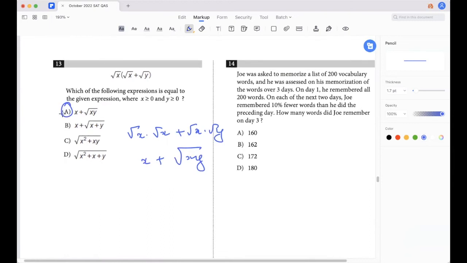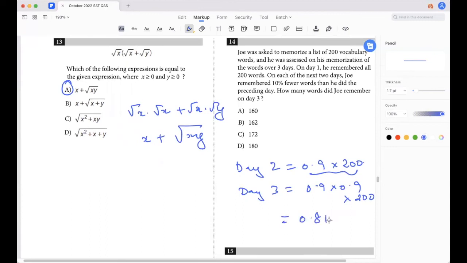Joe was asked to memorize a list of 200 words and he was assessed on his memorization of the words over 3 days. On day 1, he remembered all 200 words. On each of the next 2 days, he remembered 10% fewer words than he did the preceding day. How many words did Joe remember on day 3? Okay, so day 2, he remembered 0.9 times 200. And day 3, it would be 0.9 times this number, right? So that would be 0.81 into 200. So that would be 162.